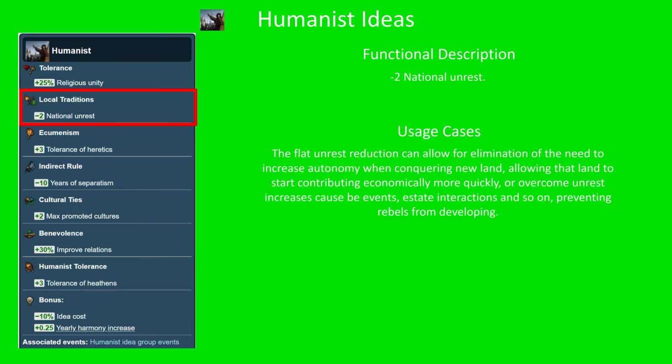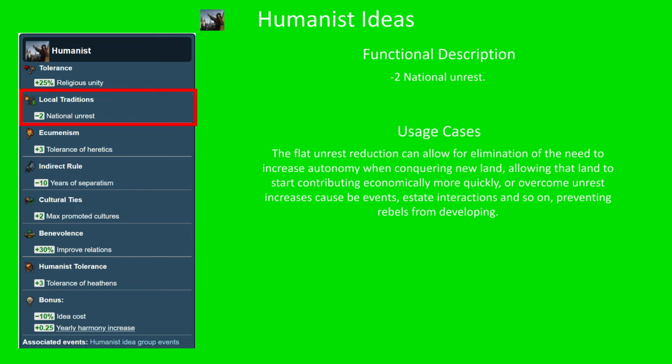Local traditions provides you with a blanket nationwide -2 unrest. How do you use this effectively? Well, the flat unrest reduction can allow you the elimination of the need to increase autonomy when you conquer new land. This allows that new land to be integrated into your empire and start contributing economically more quickly.